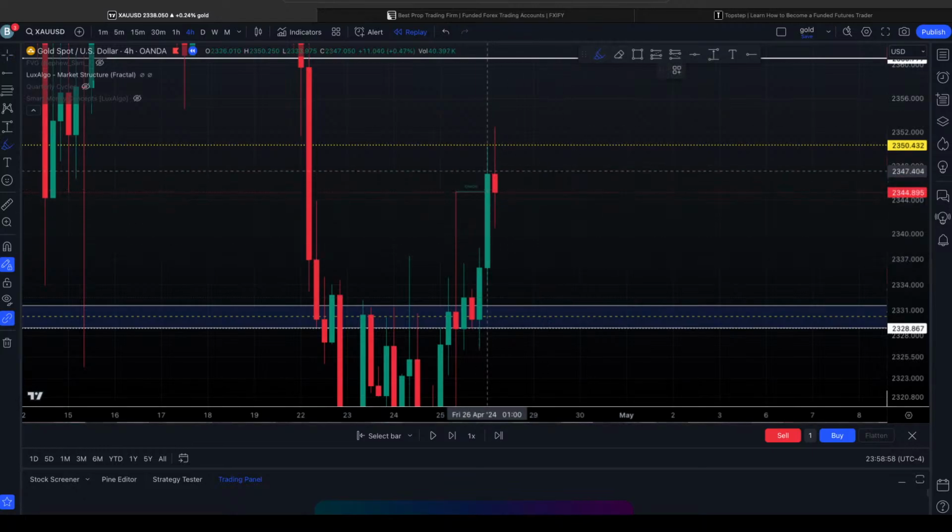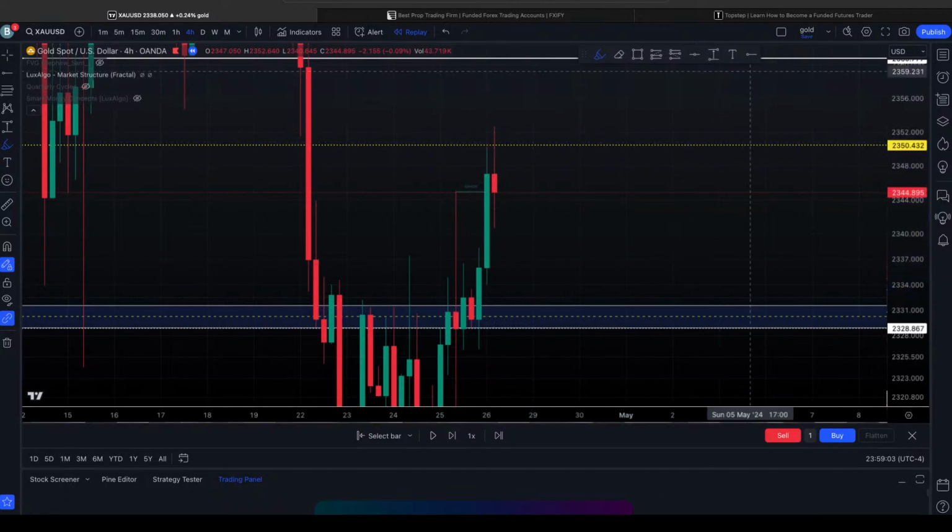I almost caught this play all the way back down, but my stops got hit at break even because I moved them a little too soon, so I didn't see that. But what I see kind of happening is this little area was our point of interest.